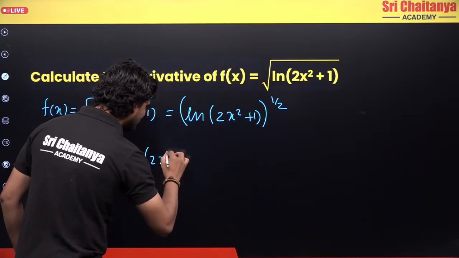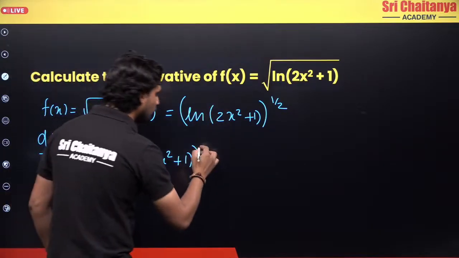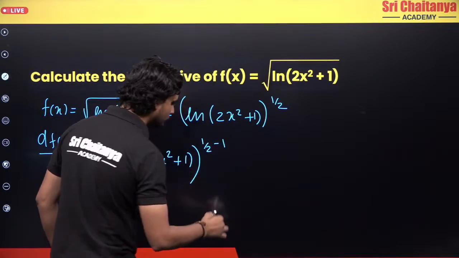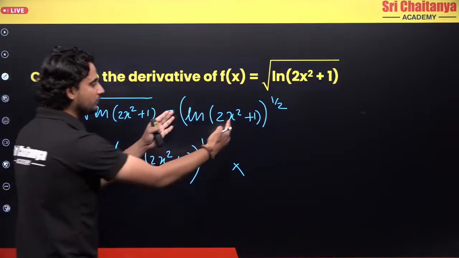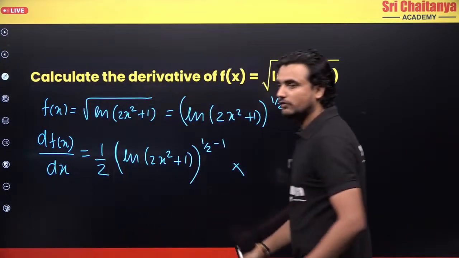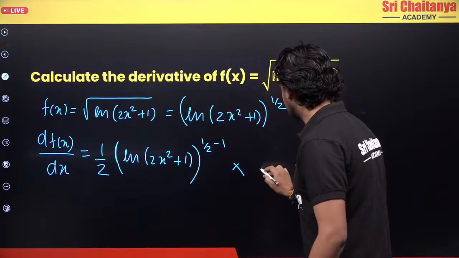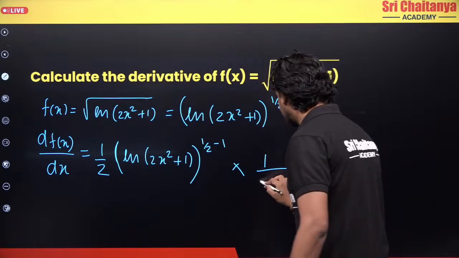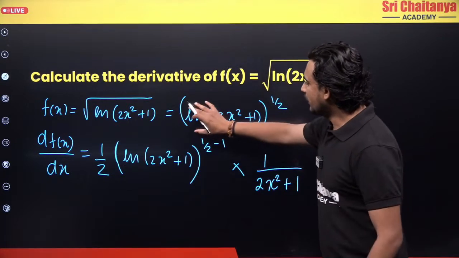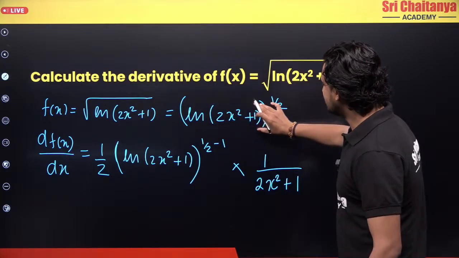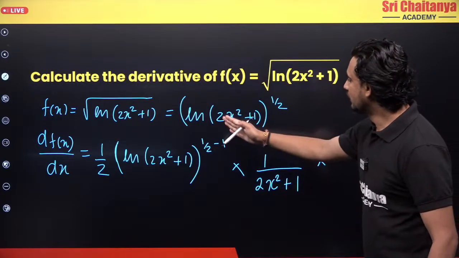ln(2x square plus 1), right, and the power will become how much? 1 by 2 minus 1, into. Then what is the second function I can see? This ln function, no? The ln function. So what is the differentiation of ln? ln is 1 upon x, right? So 1, and this is treated as x, so this will become 1 by (2x square plus 1), correct? After ln, what is the third function I can see? This function, no? 2x square plus 1. So again a multiplication sign, and I will solve this function.